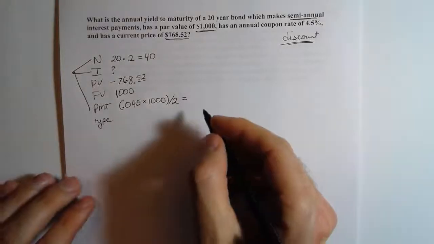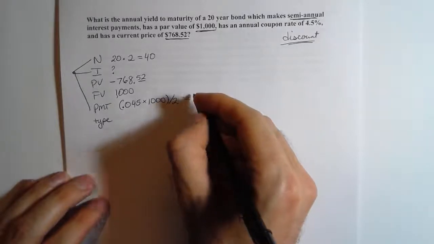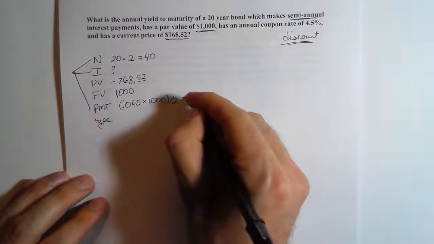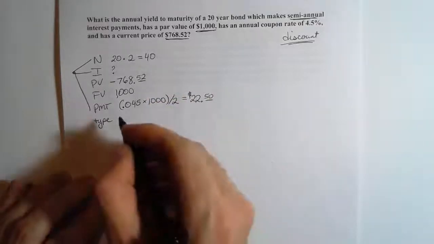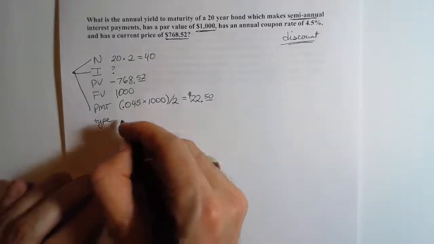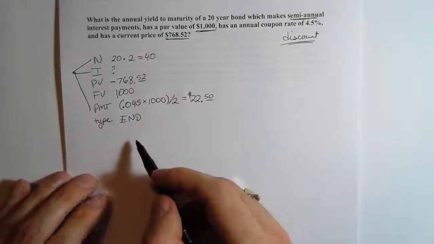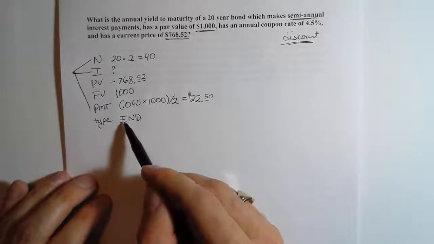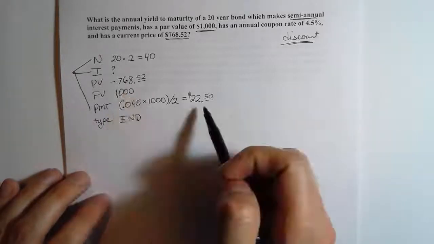If you took a moment to work that out, what you should have gotten for the semi-annual coupon payment was $22.50. And as we are dealing with a bond, most bonds make payments at the end of each period, and we aren't provided with any information to the contrary. So we are going to assume that the type is end, so the payments happen at the end of each period.